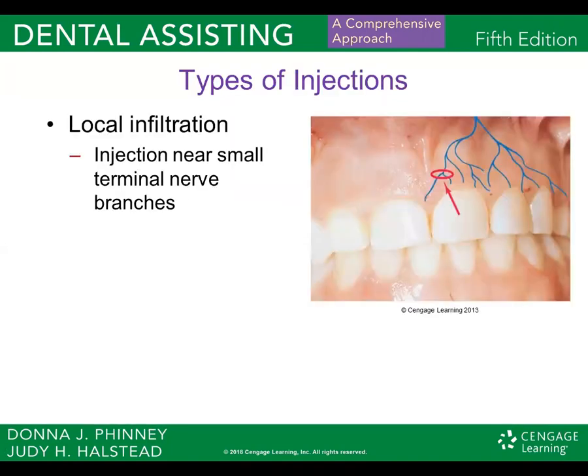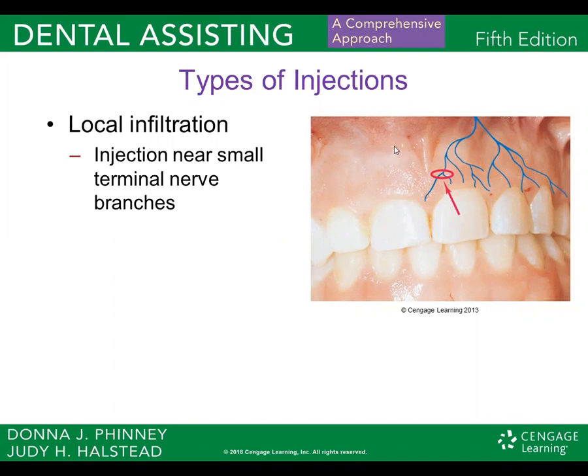Okay, so there are different types of injections that we will do in dentistry, and this is a great image that I really love. It's in your book. This is showing injections near the small terminal nerve branch. So when you're placing the topical, if you're going to work on number 9, for example, which is this tooth right here, then you're going to place the topical up in this general area. The doctor will numb here probably and just go across this whole little section. And if it's going to be on tooth number 8, then you would place the topical here.